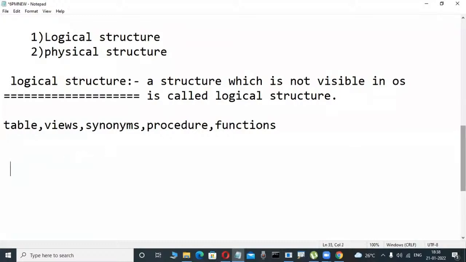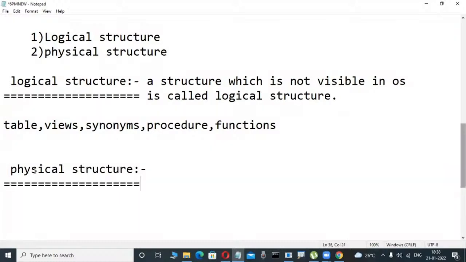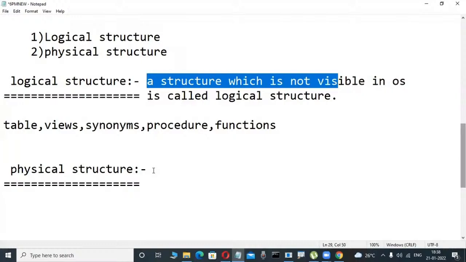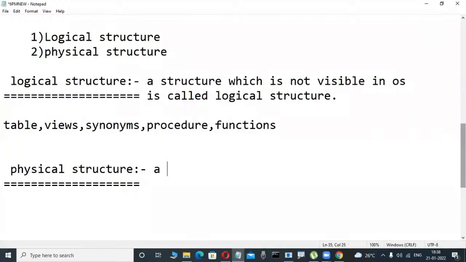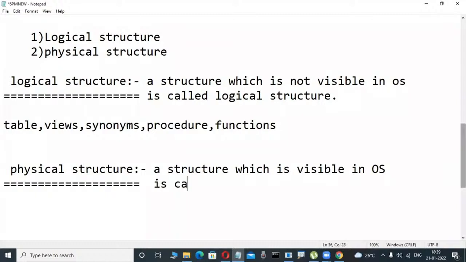Now observe it here. What is a physical structure? Don't write it, just roughly observe it. It's just for the idea. What does a physical structure mean? This is the opposite: a structure which is visible in the operating system is called a physical structure.